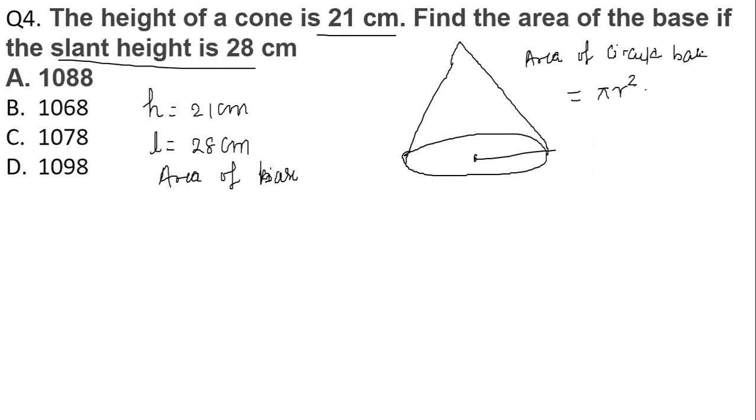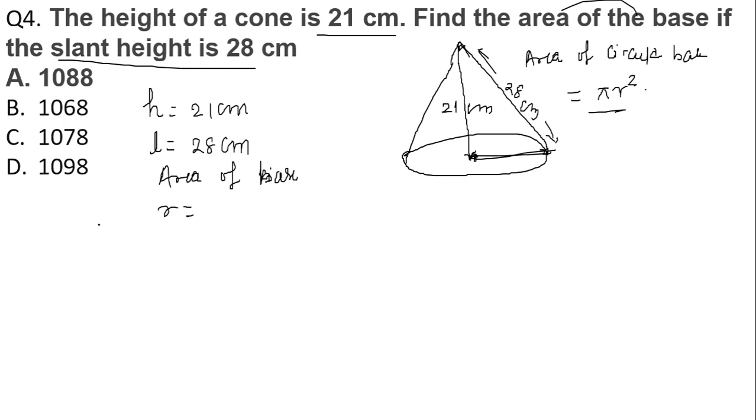We know the value of pi, but we don't know the value of the radius over here. What we know is only the height, which is 21 centimeter, and the slant height, which is 28 centimeter. We have to find the radius first. Once we find the radius, we can put it in this formula.